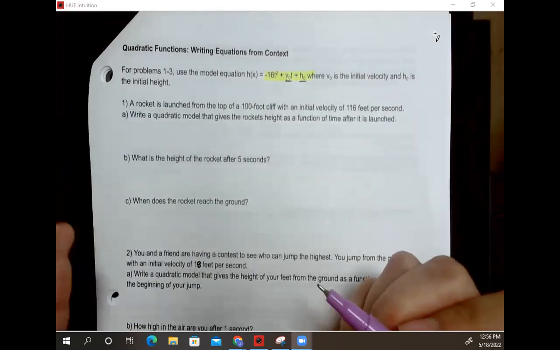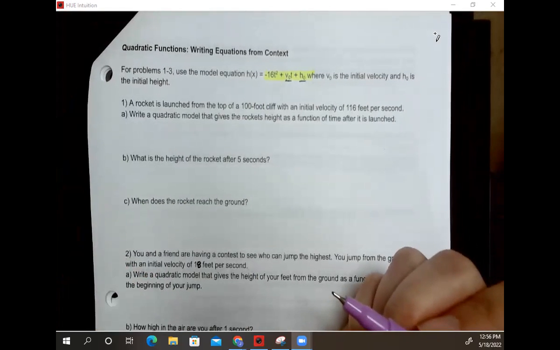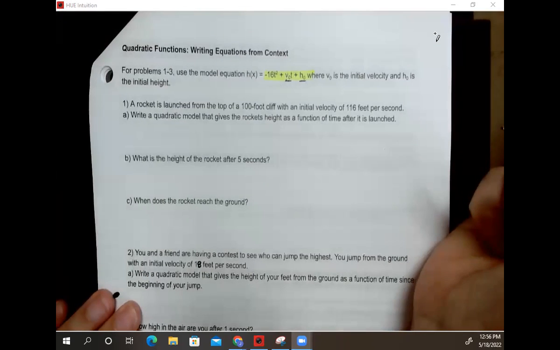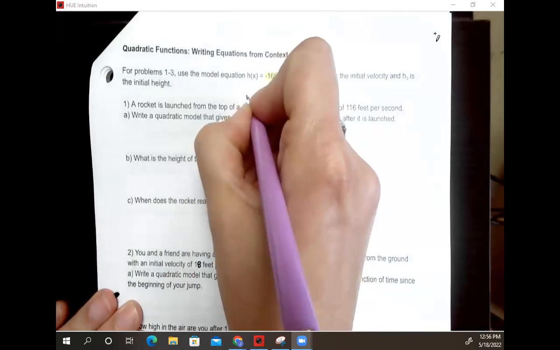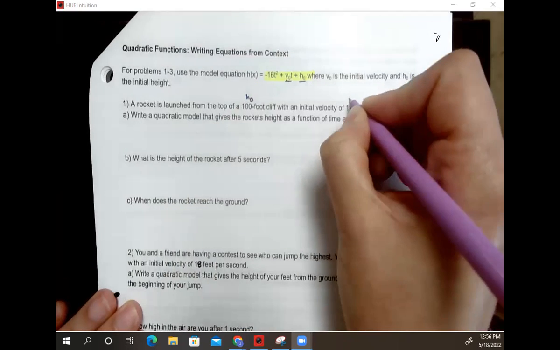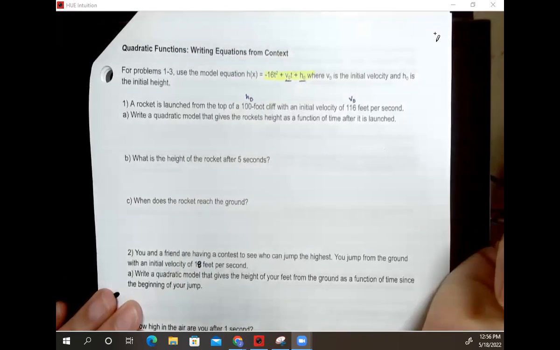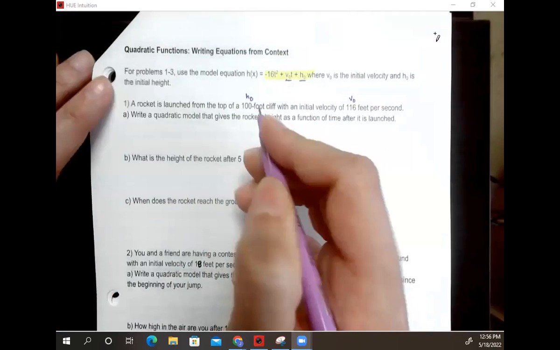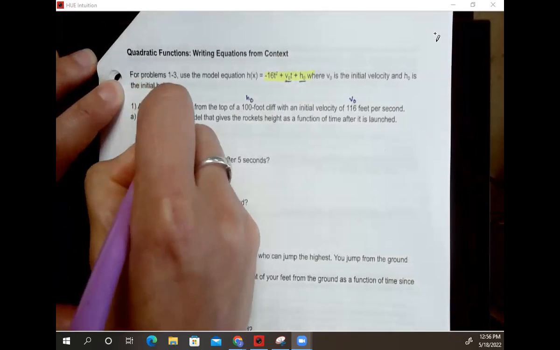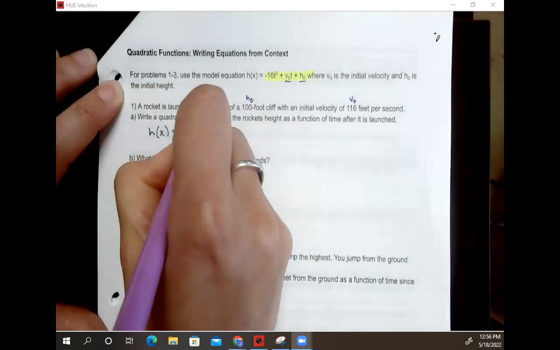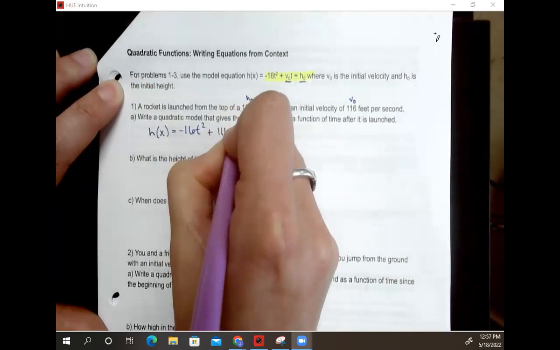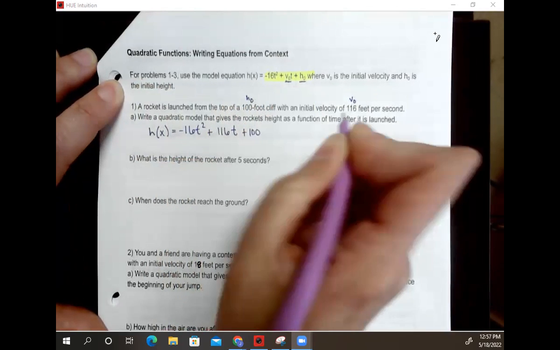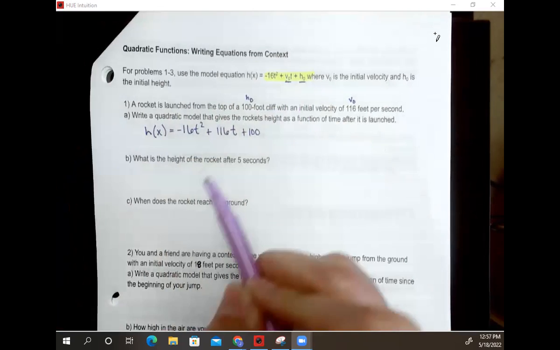So for number 1, it says a rocket is launched. We got a projectile. A rocket is launched from the top of a 100-foot cliff with an initial velocity of 116 feet per second. So we're launching from the top of a cliff. That's our initial height. So we're going to plug these values into our quadratic function here. So our model will be h of x equals negative 16t squared plus 116t plus 100. I plugged in values for the v naught and the h naught.